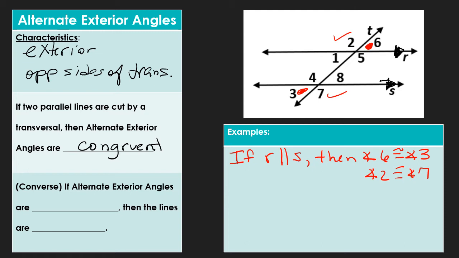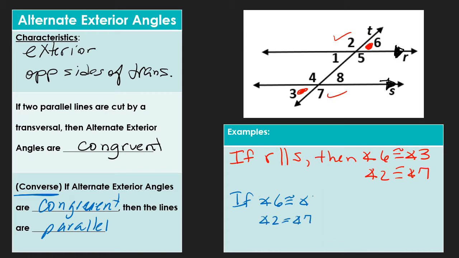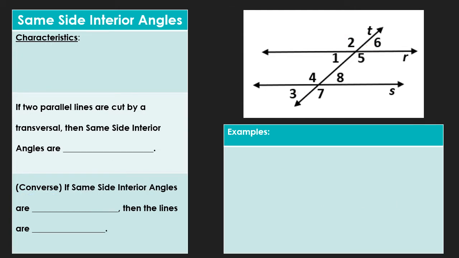When we come down here and we talk about the converse, it says if the alternate exterior angles are congruent, then the lines are parallel. So on the flip side, this goes the other direction. If angle 6 is congruent to angle 3, or angle 2 is congruent to angle 7, then line R is parallel to line S. Okay, so that's the alternate angles.